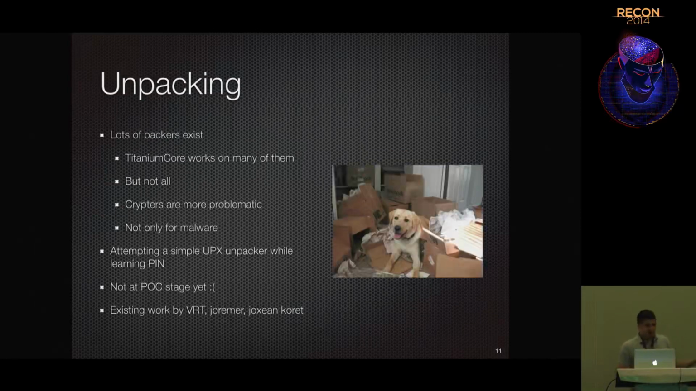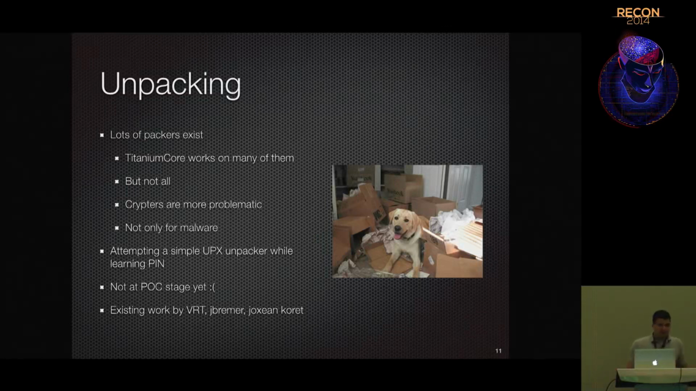And then the unpacking side: there are a lot of packers out there that we see every day. Reversing Labs has a product called Titanium Core that works on quite a few unpackers, but it doesn't work on everything. And also, I haven't seen it support any of the cryptors out there either. But these things also aren't just used for malware. You have things like the Miner that are used to protect, I think, Spotify's desktop app, just because they don't want you reversing it. Skype has its own weird packing system.